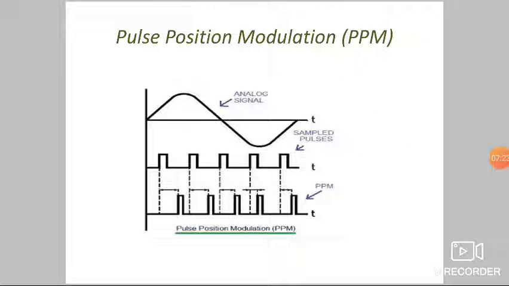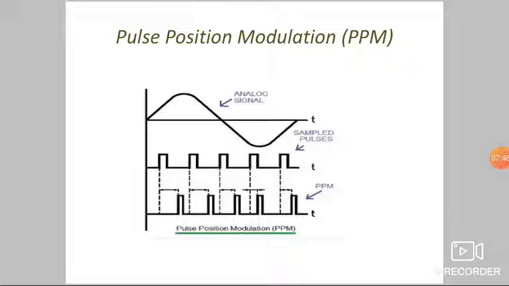Now we come to pulse position modulation. In this type of modulation, both the amplitude and width of pulse are kept constant. We vary the position of each pulse with reference to a particular pulse. Here a single pulse is transmitted with the required number of phase shifts.